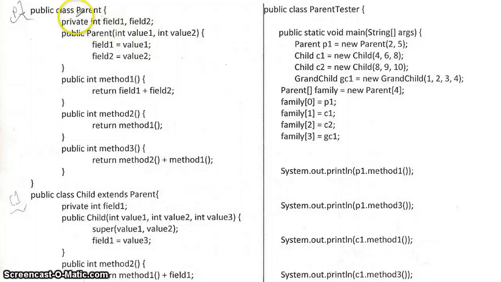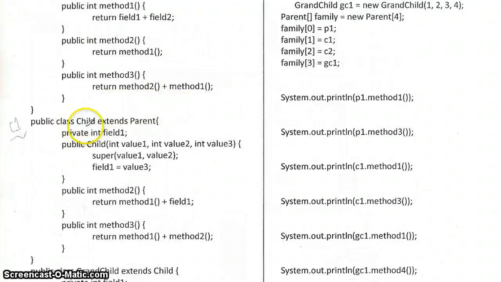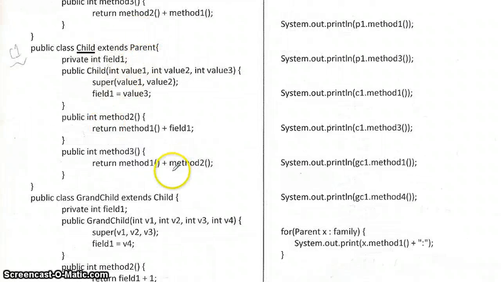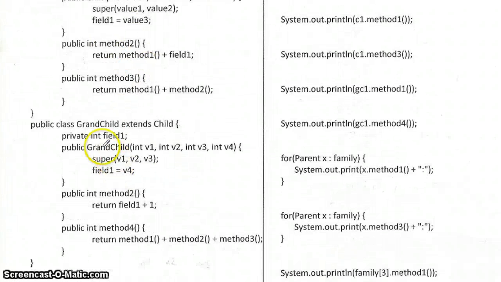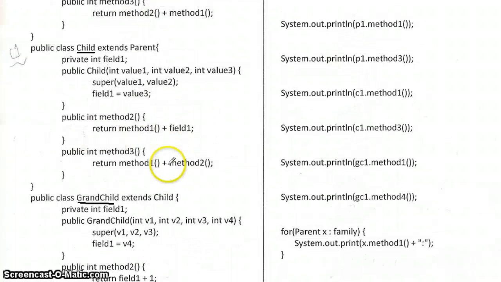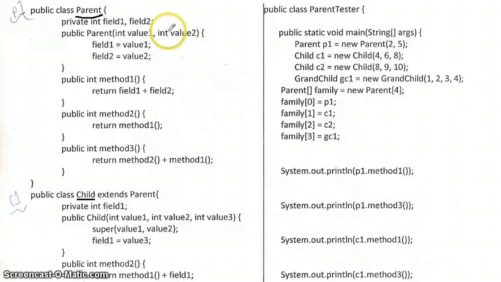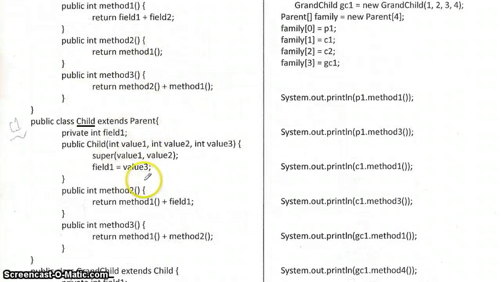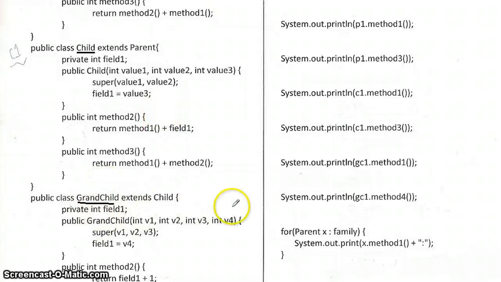So here we have the parent class, which is the parent object. Then down below we have the child class. This extends the parent, so we have inheritance already right here. And then we have a grandchild class which extends this child class. So in total we have three things to worry about: the parent, the child of the parent, and the child of the child, which is the grandchild.